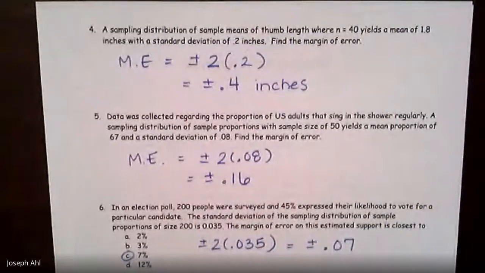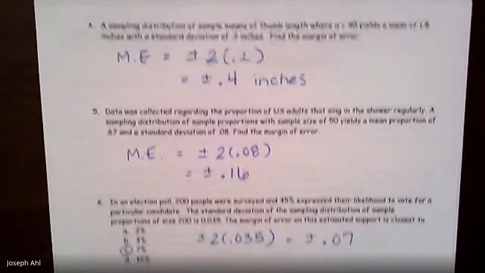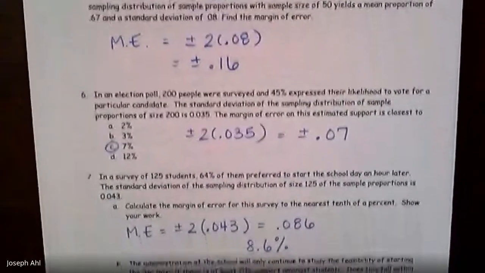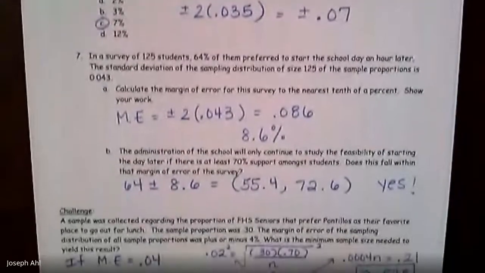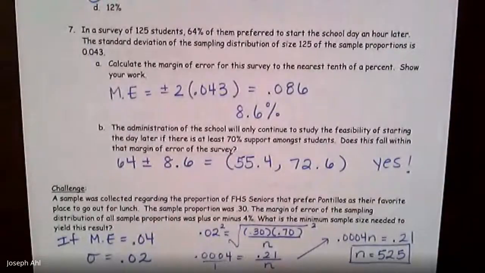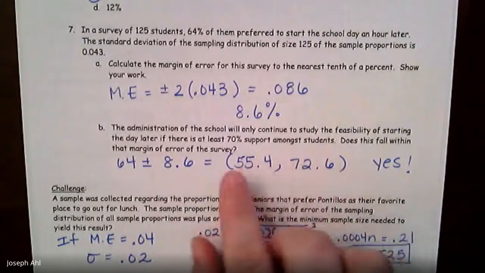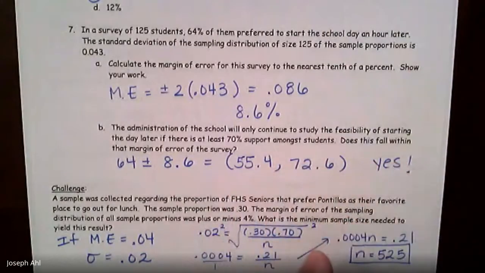And then it really was pretty repetitive on this homework, wasn't it? Margin of error for the next 4 questions on the back, 4, 5, 6, and 7, just calculating some margins of error. But finally, in number 7, we ask you about that plausible range. The administration of the school will continue to study the feasibility of starting the day later if there's 70% support. According to the plausible range, we would see 70% in that interval, so it falls within the margin of error of the study.